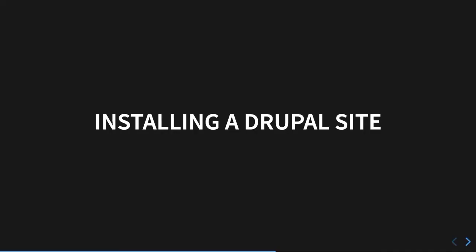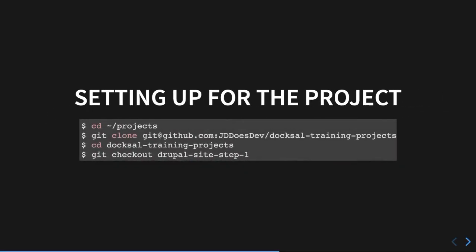Up next, we're going to do something a little bit more advanced. We're going to install a Drupal site and get it running on our Docksal install. Now, to get set up for this project, we first need to clone a repo from GitHub. To do that, you're going to be using this set of commands.